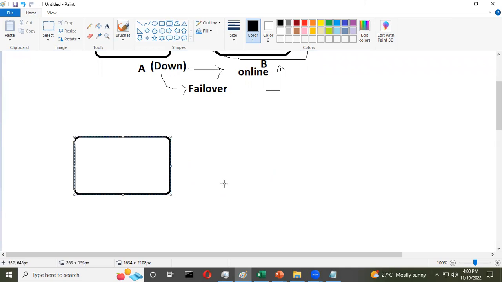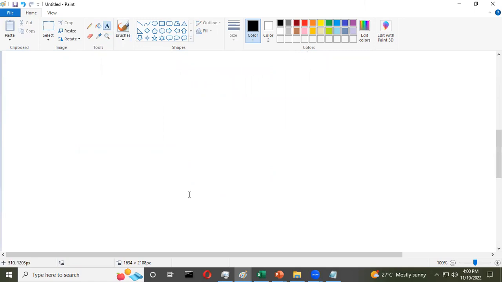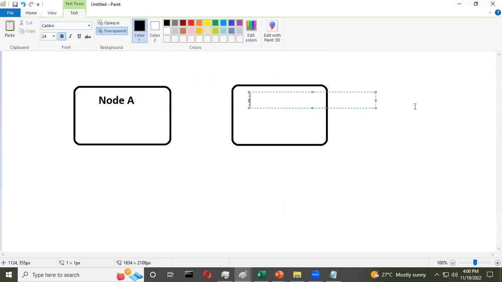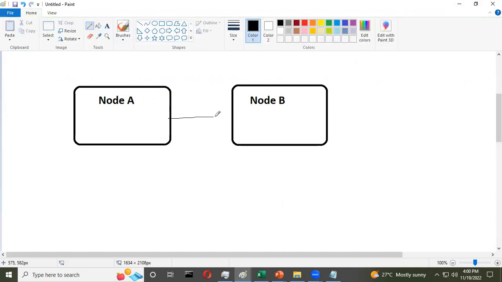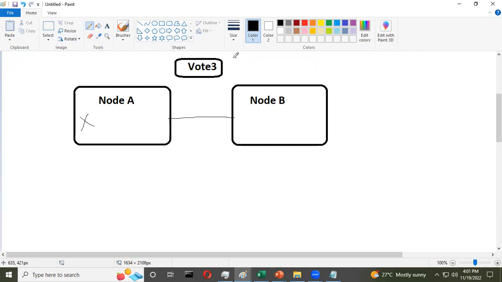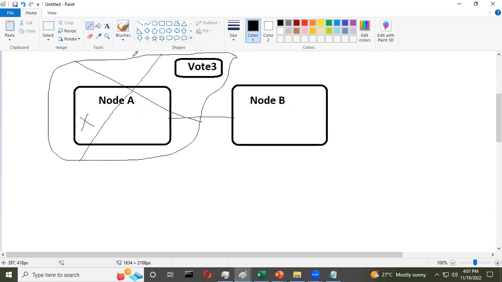Let's take another example, disaster recovery, right? Disaster recovery is node A, node B, right? There is a network connection between them, and there is no quorum, no additional vote here. So I have only these two servers. If this node is down completely, or for example, you have another vote, let's say vote 3. Let's consider that these two are in a single data center, single location, single region, or anywhere. And this complete data center or this complete region is down, right?